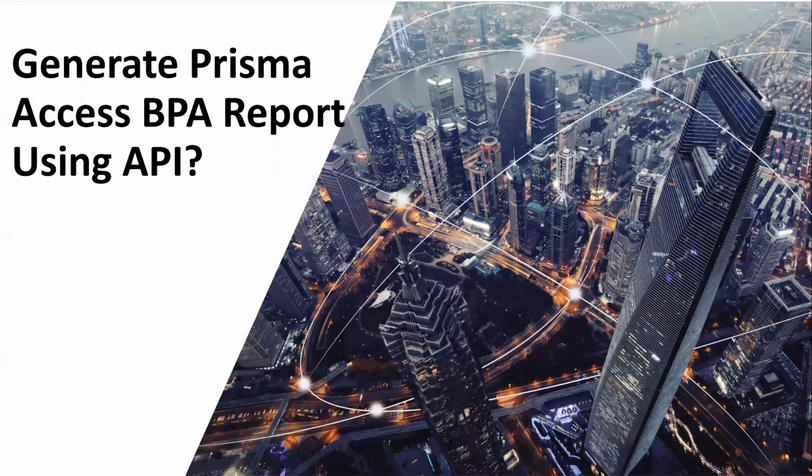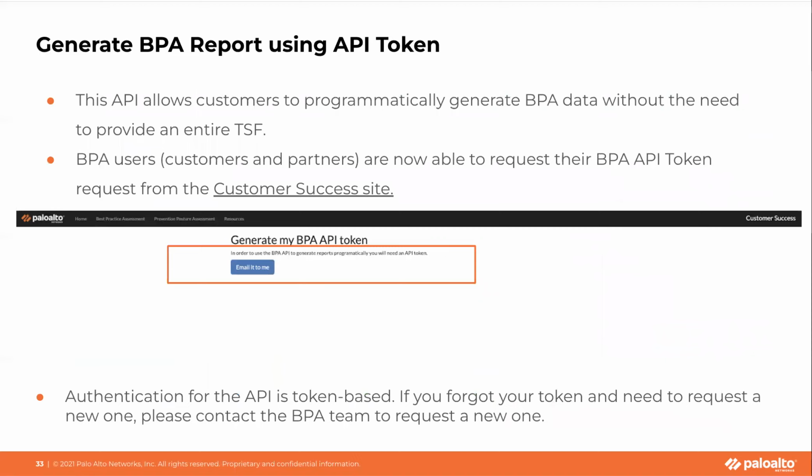Now let's have a look at the other option, how we can generate the BP report using the API. The API allows you to programmatically generate the BPA data without providing the tech support file. You don't need to generate the tech support file every time. But you need an API token for authentication, and you can request the API token from your customer success team on your account, or the SE on the account, who can help you generate the API token for authentication.